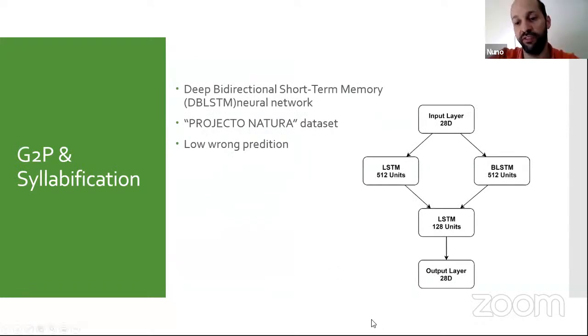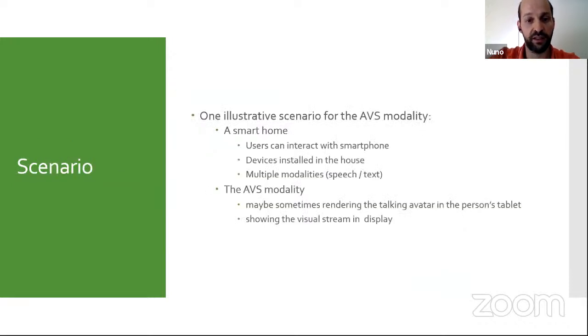So here we have the network that we use, the bidirectional long short-term memory. It was proposed by Google, I think, the G2P, and used the Project Natura dataset. This allows us to have lower wrong predictions in the conversion of our words or sentences to the syllabification. And that's our evolution to the core.